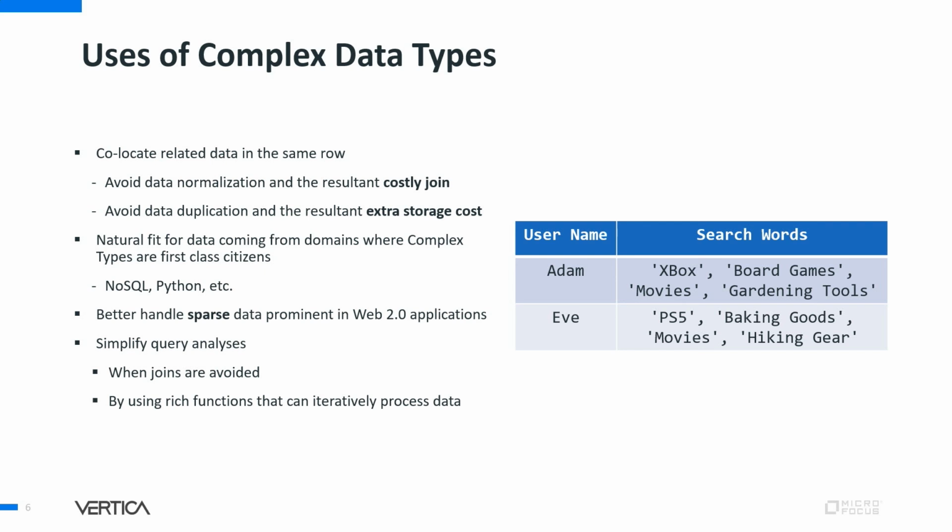Now, why would you use complex types? One of the key benefits is the co-location of related data in the same row, which lets you take advantage of locality. This example schema on the right pairs usernames with search terms. Using the traditional relational model, you'd probably set up a table with one row per search term. Queries to this traditional schema might require you to normalize your data and join this table with other tables. Storage of this traditional schema is probably going to duplicate the username for each search term. But if you use complex types, then you can avoid joins and avoid data duplication.